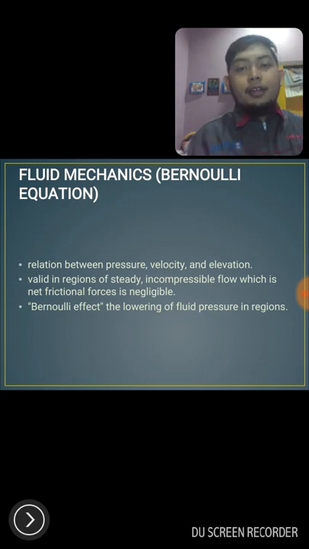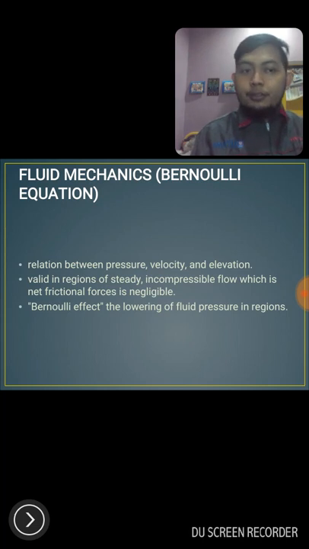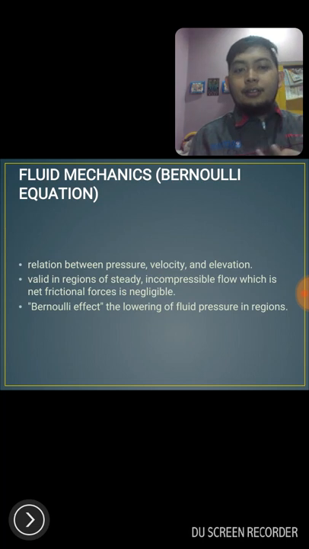Fluid mechanics includes the Bernoulli equation. The Bernoulli equation is an approximate relation between pressure, velocity, and elevation. It is valid in regions of steady incompressible flow, where net frictional forces are negligible. The term Bernoulli effect means the lowering of fluid pressure in regions where the flow velocity is increased.